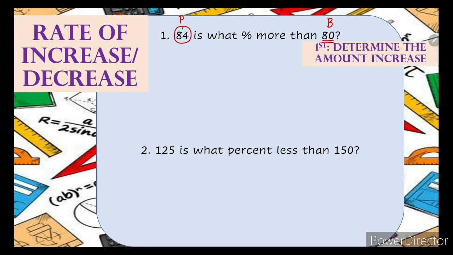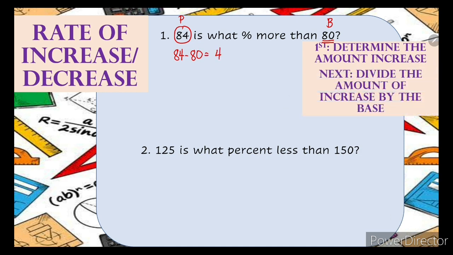So, first step is to determine the amount increase. So, paano natin malalaman yun? We will just subtract. 84 minus 80 is equal to 4. Next, divide the amount of increase by the base. So, 4 divided by 80. Let us divide 4 divided by 80.